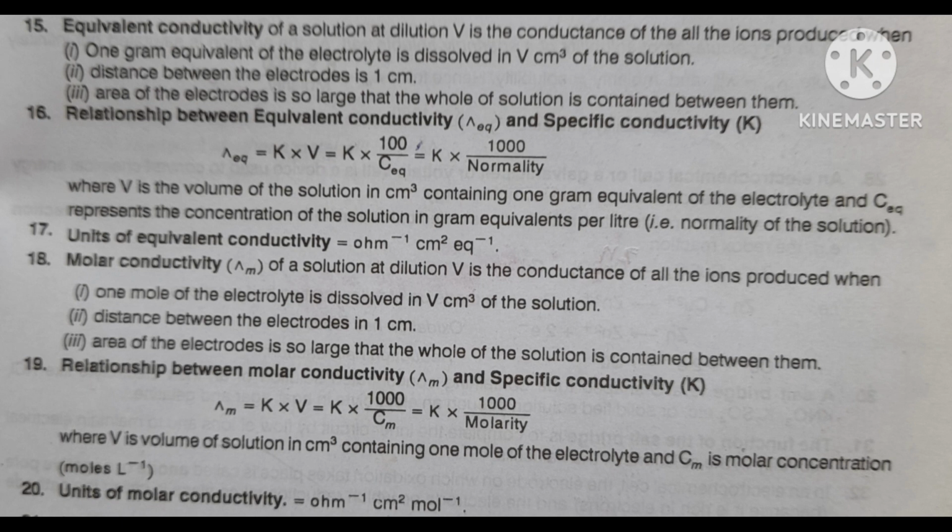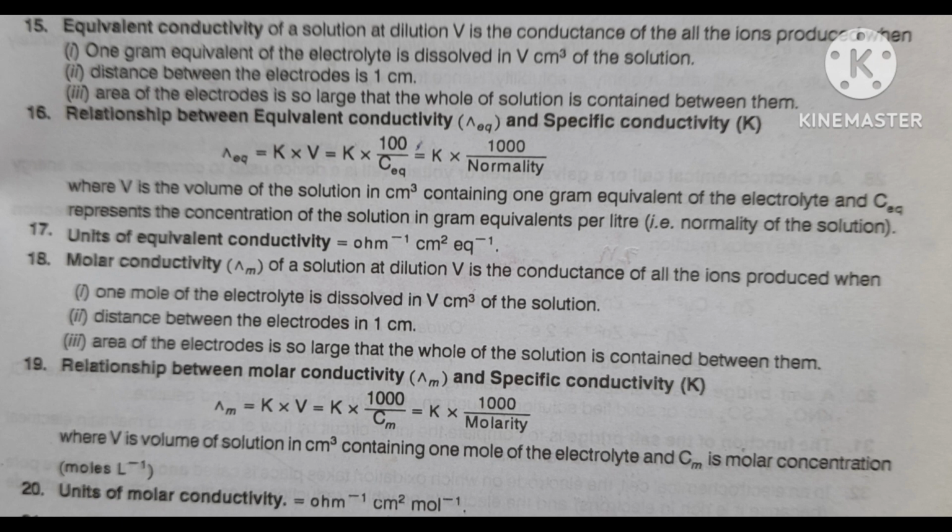Same way, 40 gram means 1 equivalent. Suppose 4 gram is present, then the solution will be N by 10. Correct? Like that, if 0.4 gram is present, it will be N by 100. Then equivalent conductance, I told you, is specific conductance into 1000 divided by normality.